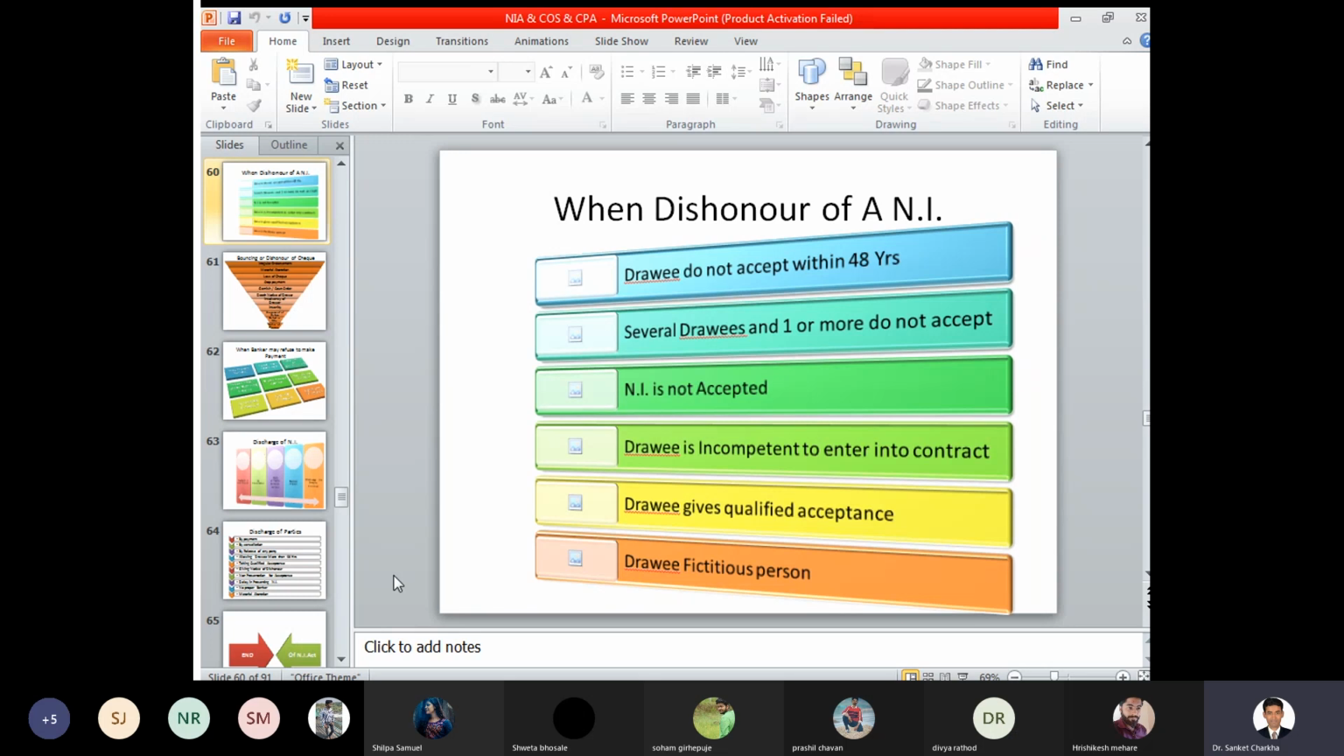If someone goes missing, in this case we can say that a negotiable instrument gets dishonored. Why? Because it has not been accepted and it is also not presented for payment.